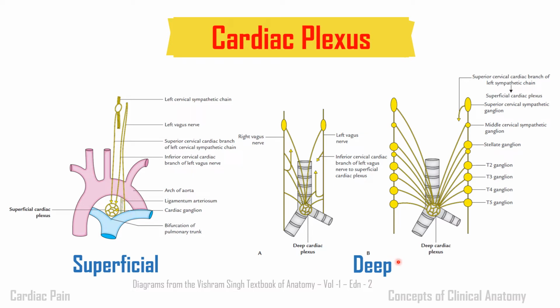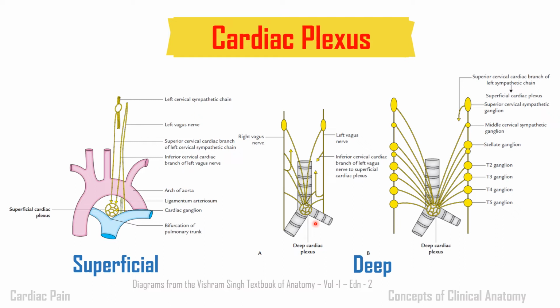Coming to the deep cardiac plexus, it is supplied by numerous nerves which arise from all the sympathetic ganglia, starting from the superior cervical sympathetic ganglion to the T5 ganglion. From here, the cardiac branches will contribute to the deeper plexus, that is the sympathetic fibers. Coming to the parasympathetic fibers, they arise from the right and left vagus and also from the recurrent laryngeal nerve. By means of the superficial and deep cardiac plexus, they will supply the whole myocardium of the heart.